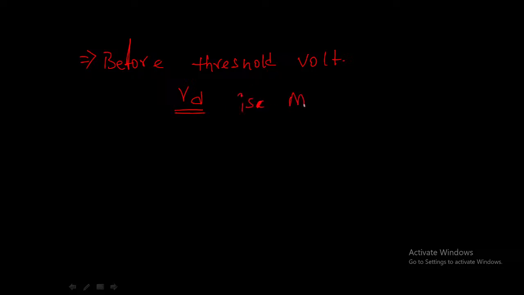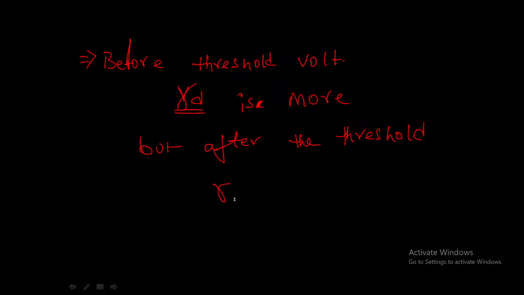I will write it here somewhere. So before the threshold voltage, the dynamic resistance, that is the resistance offered by the diode to the current, is more. But after the threshold voltage, the resistance, this is R, not V, the resistance offered by the diode to the current is less.